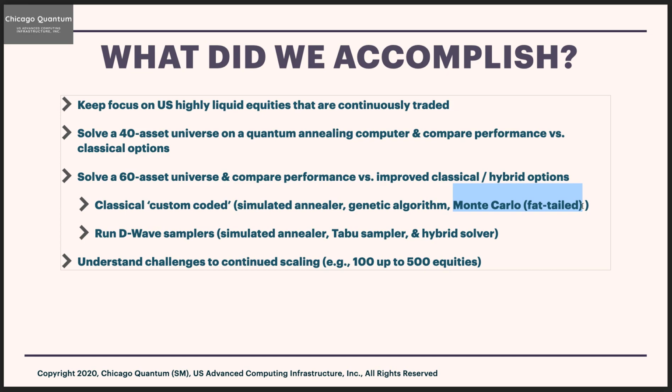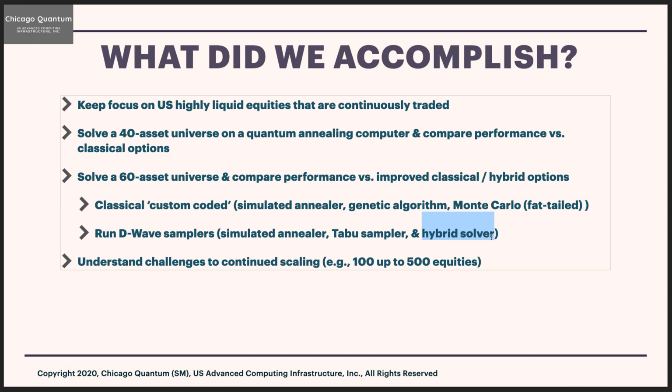So in 220,000 throws of the dice, you most likely will find the best answer if the best answer is a very large or a very small portfolio. We also run some additional D-Wave samplers. You see a simulated annealer D-Wave has one. They have a tabu sampler, a multi-start and stop sampler, and then they have a hybrid solver, and we've run all three.